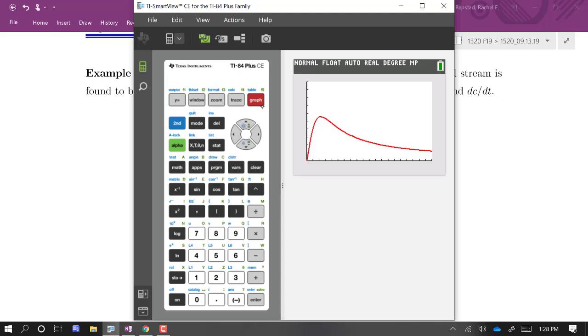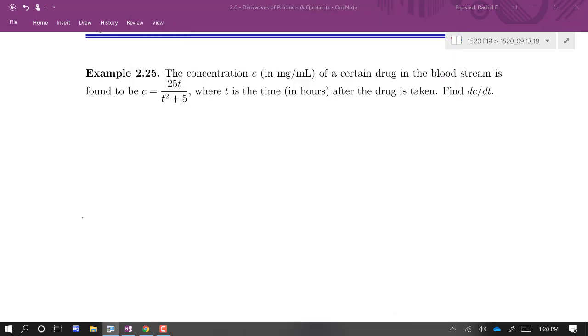Now let's find the derivative. We'll go through this process, find the derivative, and maybe we can compare the behavior of those two functions. So we want dC/dt.